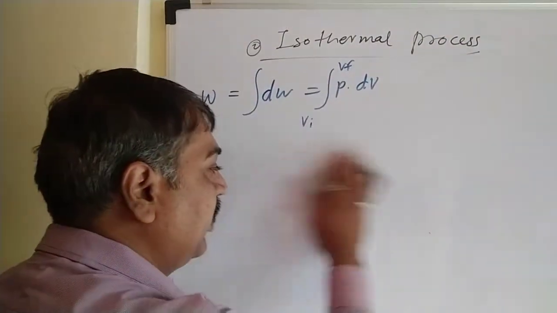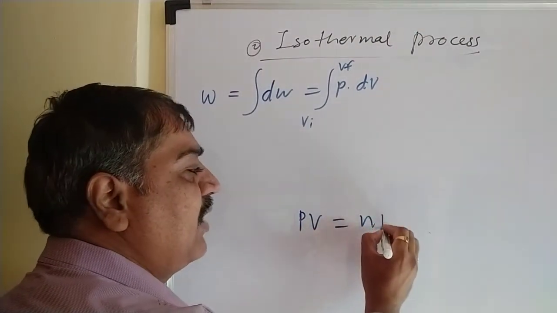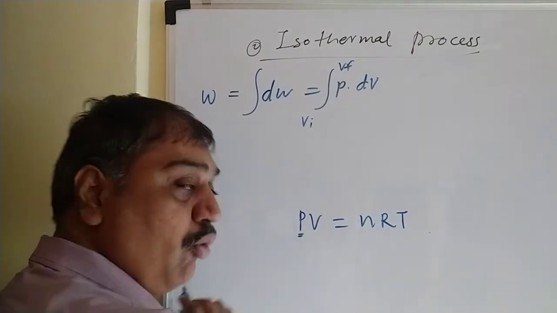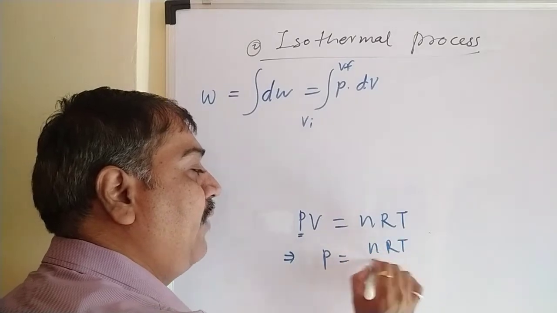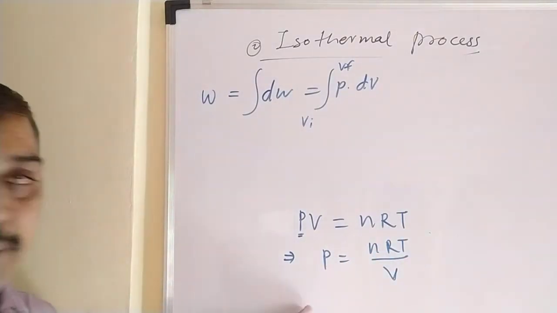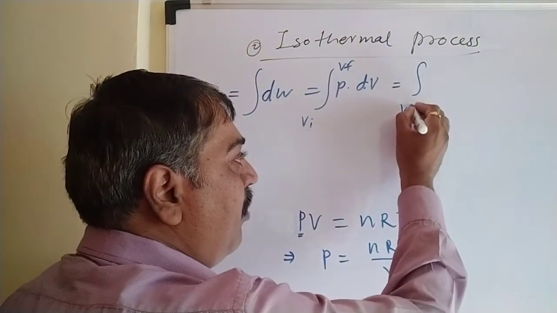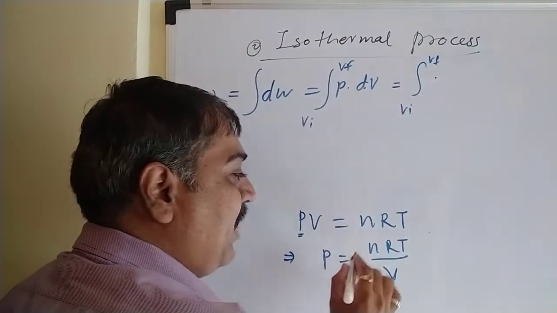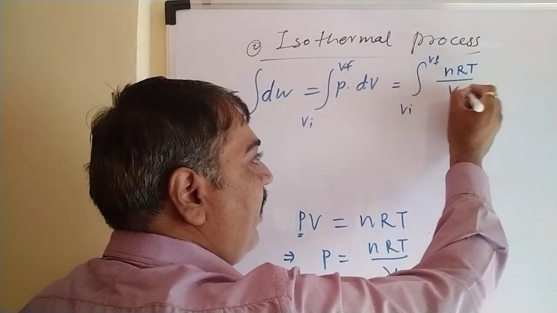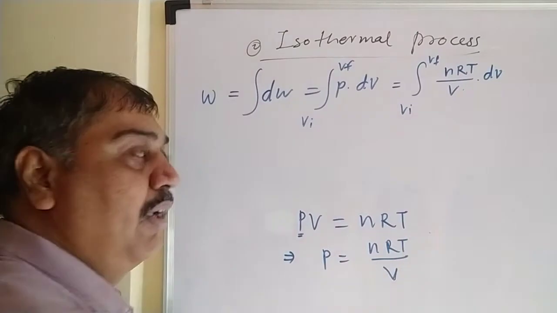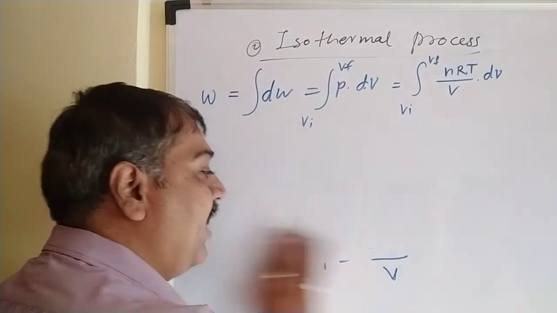Now as we know here, I will write it here. We know PV equal to what? According to the ideal gas equation, it is nRT. We want to find the value of P. So this implies that P equal to nRT divided by V. Put this value of P in this equation and rewrite this. So you can write this as equal to integration from Vi to Vf. What is P? It is nRT divided by V into dV. That value we have found from this ideal gas equation.